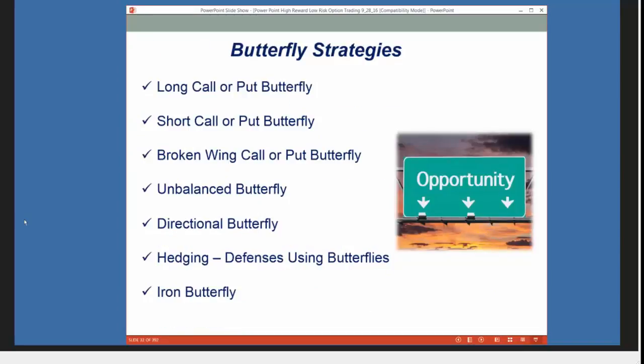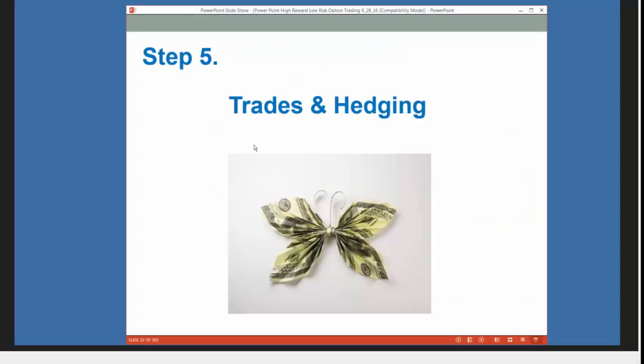So the various butterfly strategies are the following. You've got the long call or put butterfly. You've got a short call or put butterfly. You've got what we call the broken wing butterfly, which could be calls or puts. And then you've got what we call the unbalanced or ratio butterfly, directional butterflies, and then hedging using the butterfly defense, which we'll go through, and then you've got the iron butterfly. So there's a lot of different variations of this one strategy, the butterfly strategy. That's what really makes it pretty amazing, because you can do a lot of different things with it. So let's go through some different trade examples so you can see the benefits and how these things can really be advantageous to certain market conditions.